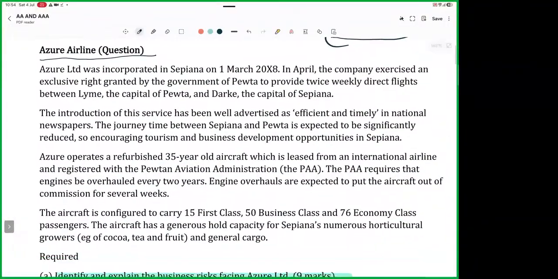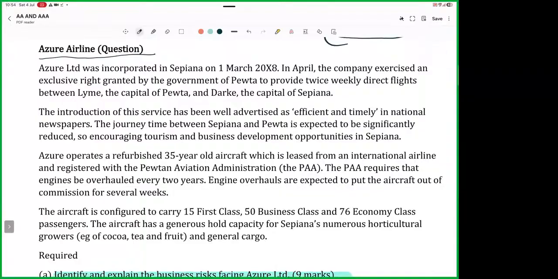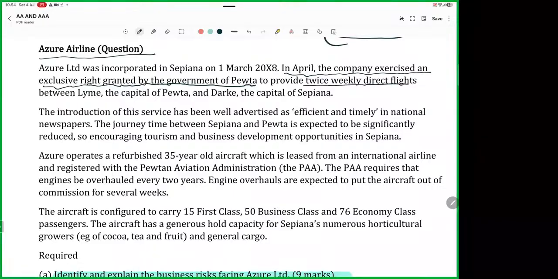I'm told here that Azua Limited was incorporated in Sepiana on 1st March 2008. In April, the company exercised an exclusive right granted by the government of Utah to provide twice weekly direct flights between Lime, the capital of Utah, and Darke, the capital of Sepiana. The introduction of this service has been well advertised as efficient and timely.